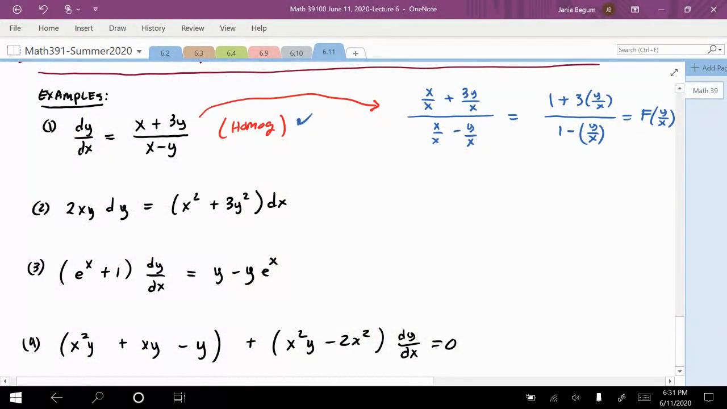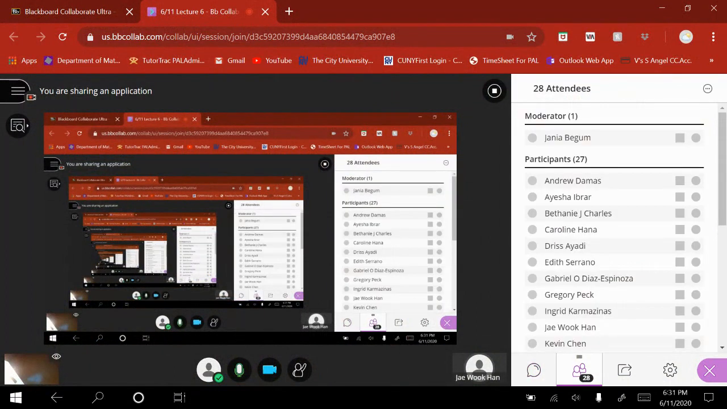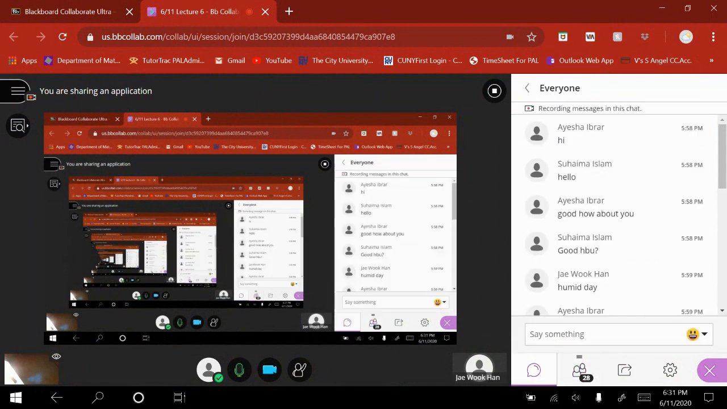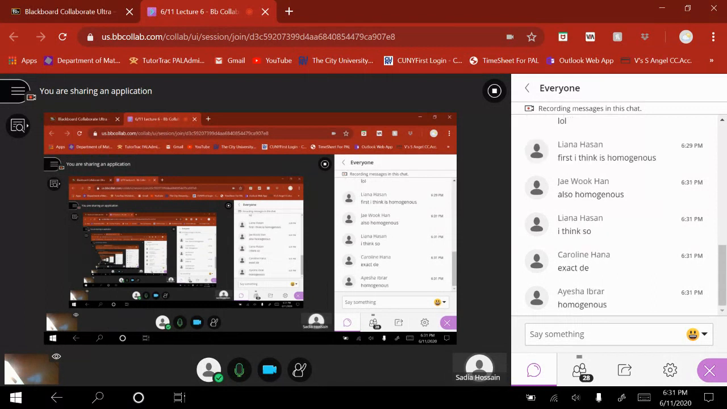Now what about the second one? So again, you stare at it for a couple of seconds and you just try to manipulate them and see if you can identify which method is applicable. What do you guys think? So Jay says homogeneous. Anyone else? So Kevin, what do you think? So Carolyn says exact. I don't think it's homogeneous. The powers don't match.